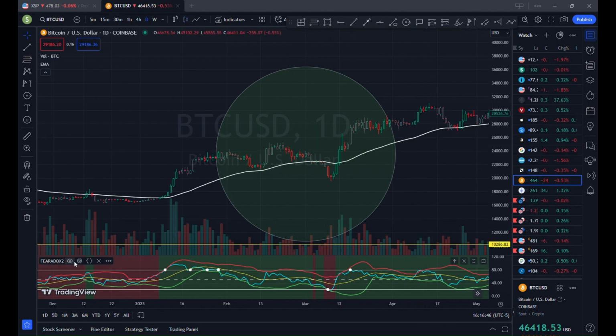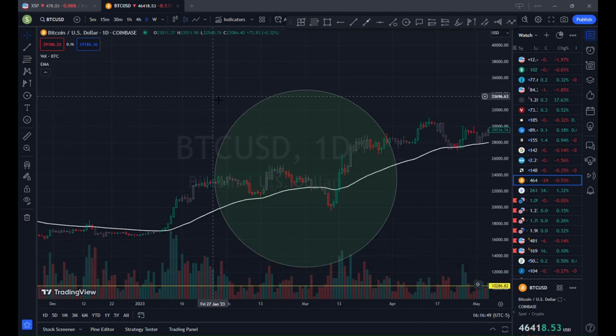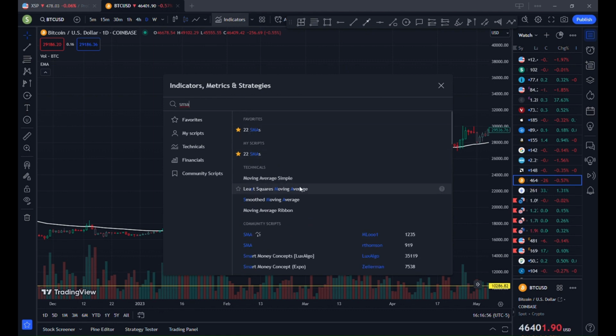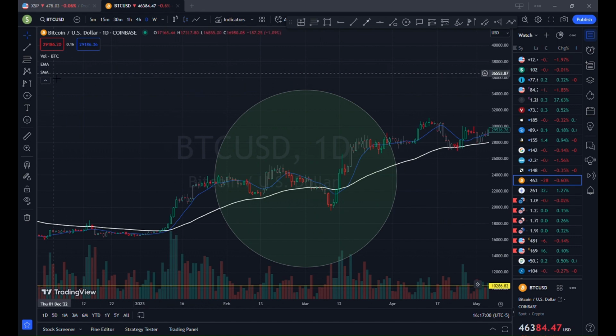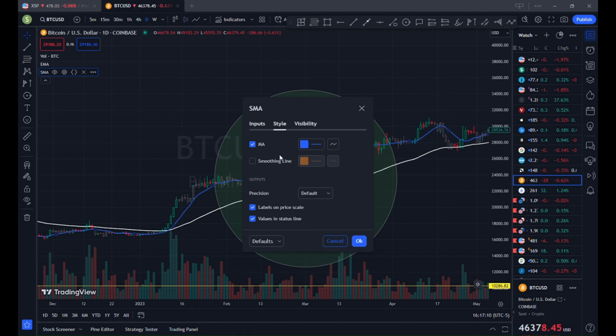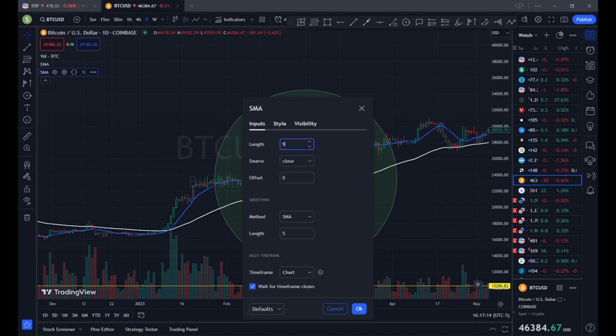Now, let me get rid of this because this will let us see another. Let's do SMA, simple moving average. We're going to add that to our line as well. Now, if you notice, off the bat, the simple moving average is, there we go. We'll keep that one blue. The simple one is blue. The exponential one is white. And we're going to change it to the same exact thing, 48.